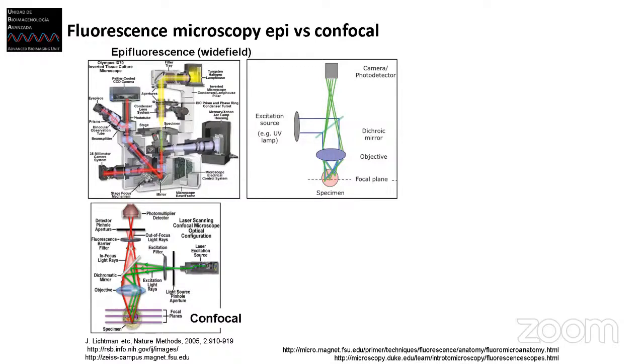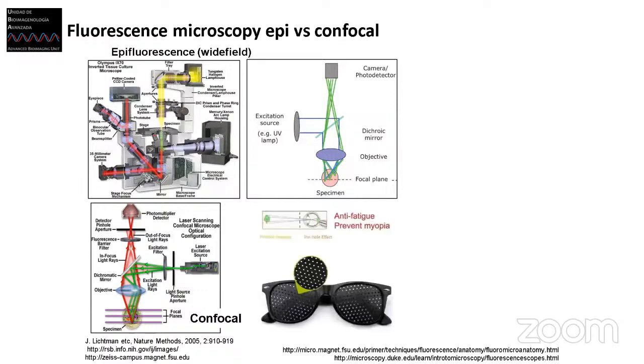There are other parts which are important for a confocal microscope, like the scanners or the stages, because contrary to what is happening here, where we can see all the pixels in the same plane, in the confocal microscope we need to go one by one, and we need to recover the image. It's more or less like those glasses that are used for anti-fatigue or to prevent myopia, where you have many pinholes. If you look through them, you will see an image that is composed of little pixels, right? And I like the correlation with that.